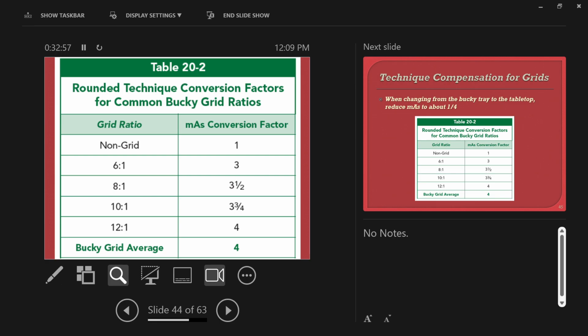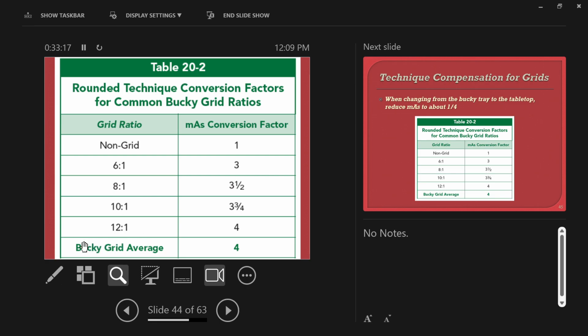Because the grid is not above the patient, the grid's below the patient, right? The image receptor is getting less exposure when you use a grid, so the image will be underexposed if you don't compensate your mAs to account for this, okay? Because the grid absorbs radiation, some of it useful information, so we want to go ahead and raise our mAs to account for that.